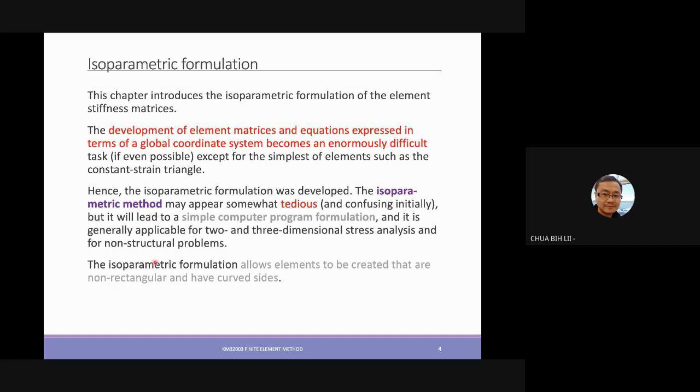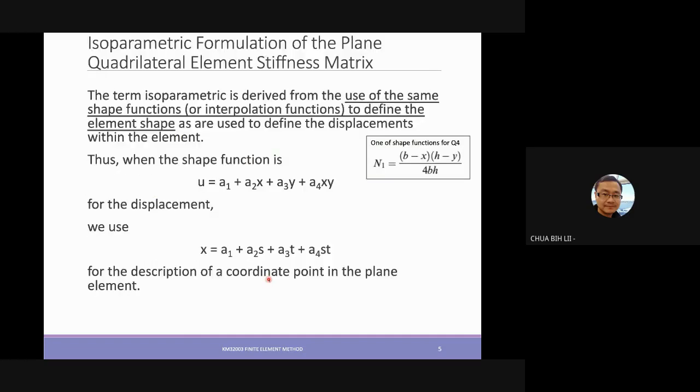This isoparametric formulation will allow the elements to be created in a non-rectangular way, maybe trapezium shapes or whatever it is, and it can also have a curved side as well. So that's why it is very useful for the computer to model and calculate later on. So here is the isoparametric formulation for, I would say, a Q4, quadrilateral elements, at the beginning.